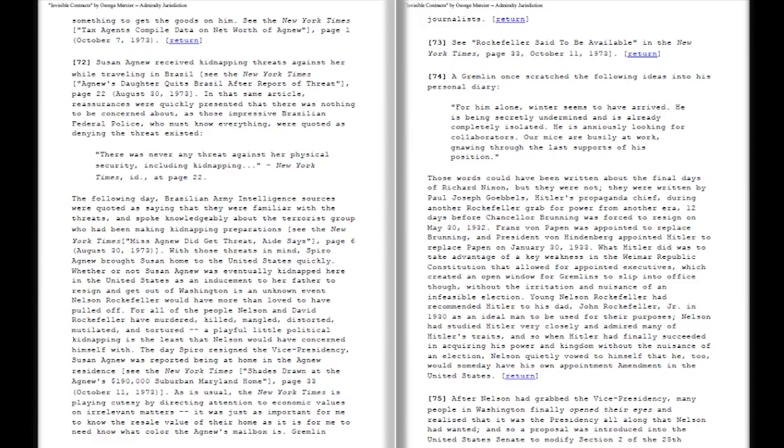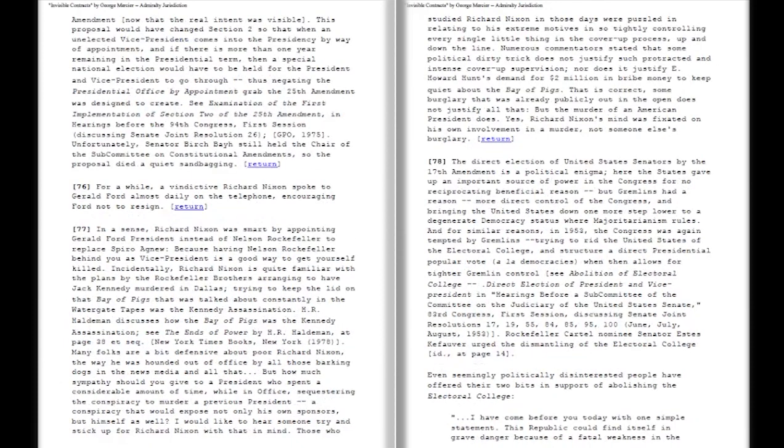Return. 75 After Nelson had grabbed the vice presidency, many people in Washington finally opened their eyes and realized that it was the presidency all along that Nelson had wanted, and so a proposal was introduced into the United States Senate to modify Section 2 of the 25th Amendment now that the real intent was visible. This proposal would have changed Section 2 so that when an unelected vice president comes into the presidency by way of appointment, and if there is more than 1 year remaining in the presidential term, then a special national election would have to be held for the president and vice president to go through, thus negating the presidential office by appointment.